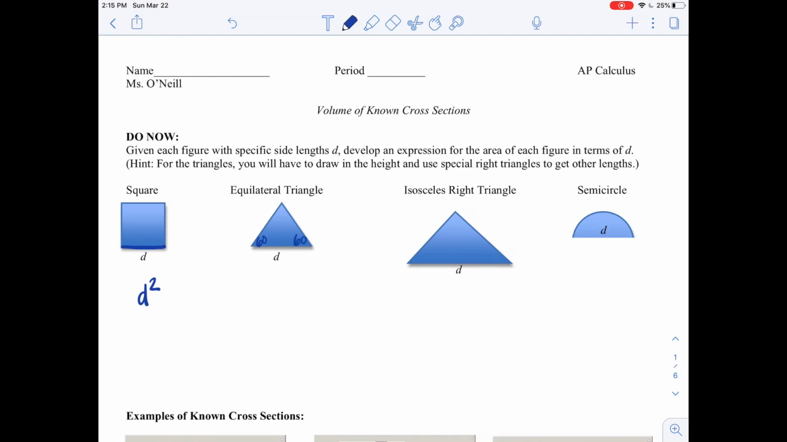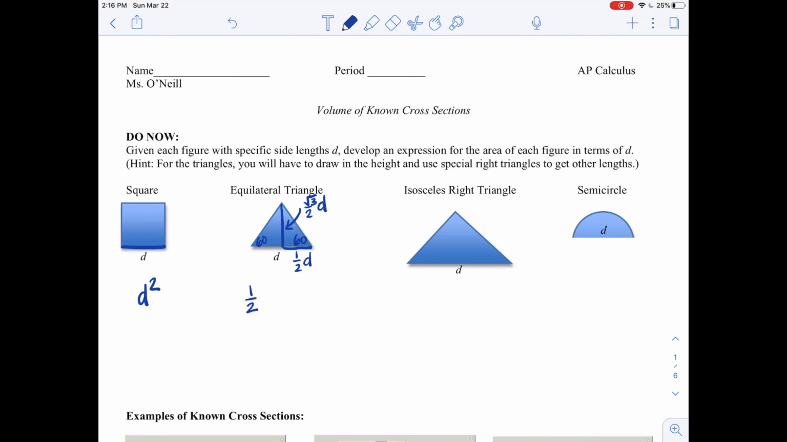Equilateral triangle. Equilateral triangles are based on 60 degrees on each angle. If you draw an altitude of this equilateral triangle, it breaks up the base into, instead of just being d, each length would be 1/2 of d. If I use proportions in an equilateral triangle, it turns out that this height comes out to be radical 3 over 2 d. Again, this is proportions in equilateral triangles.